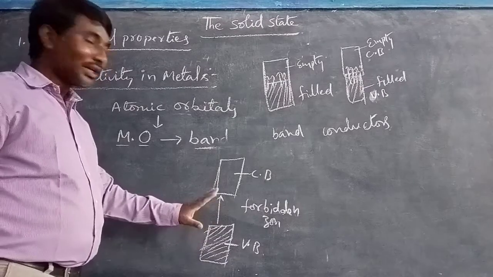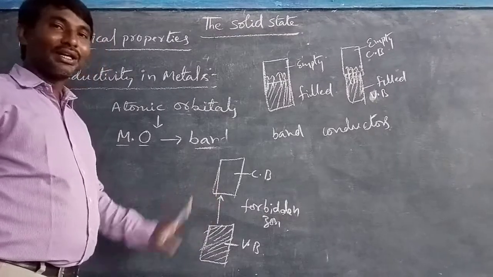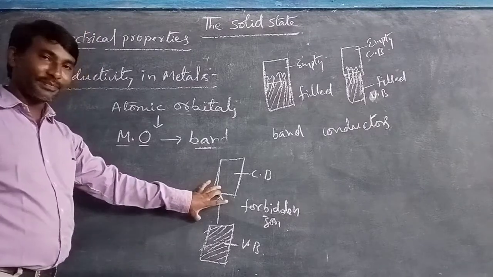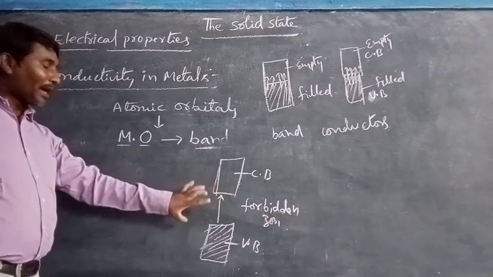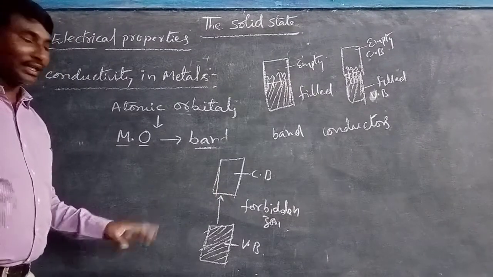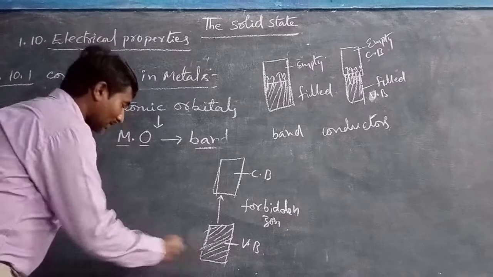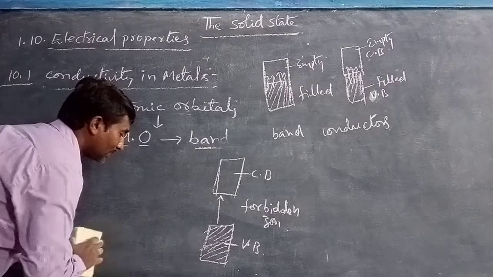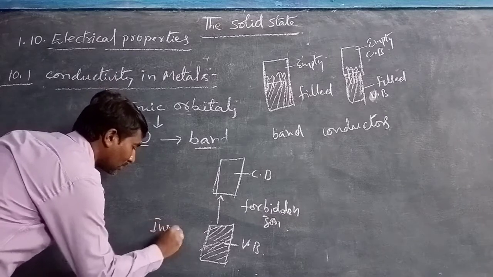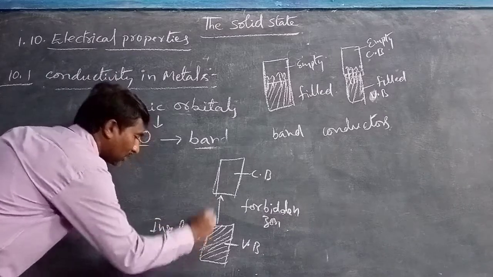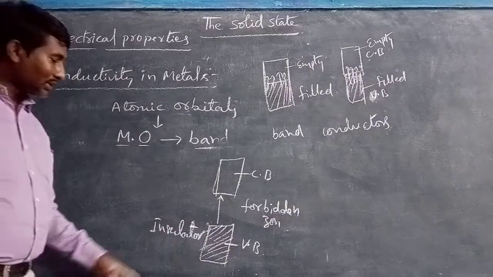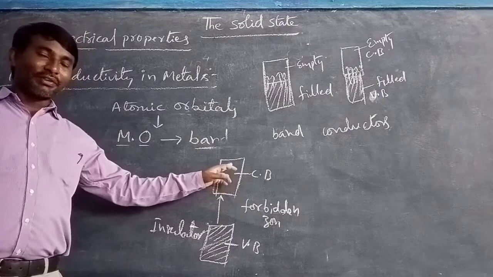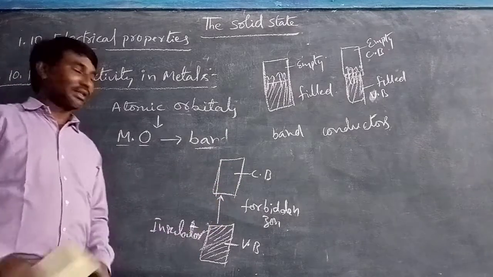That's why this type of band does not conduct electricity. This is what we observe in insulators: between the valency band and the conduction band there is a larger gap.